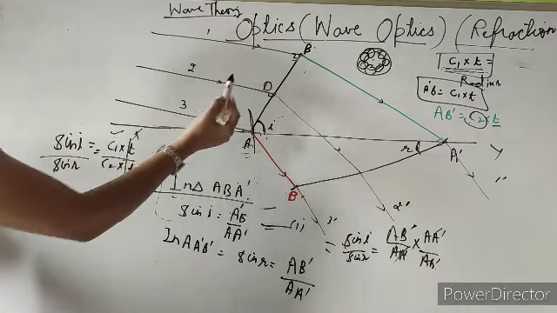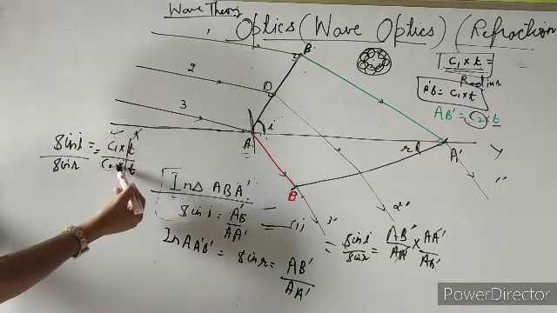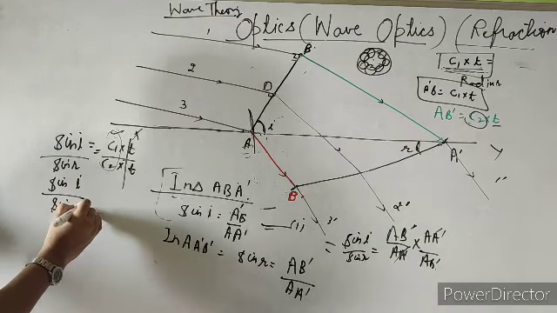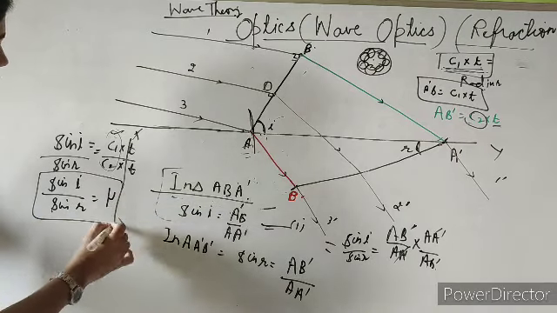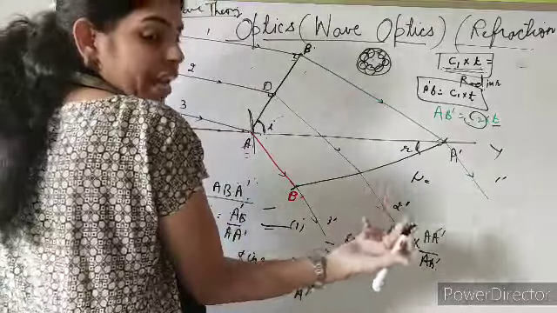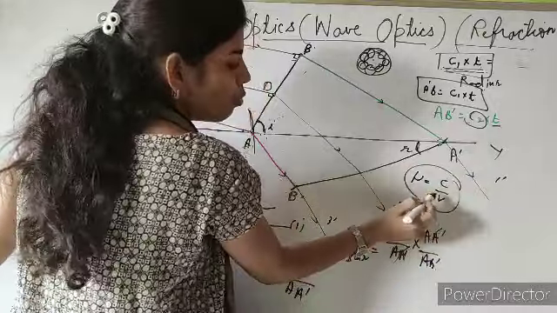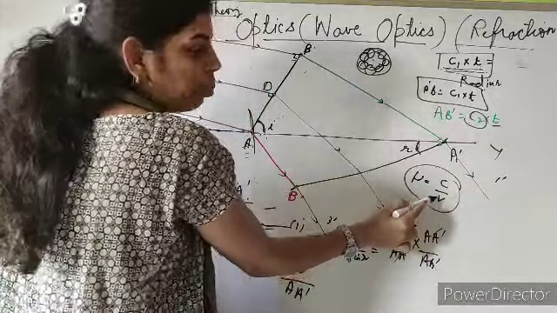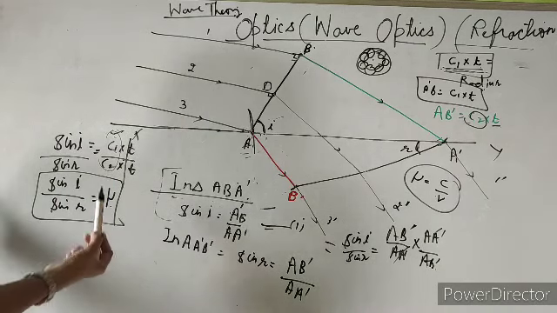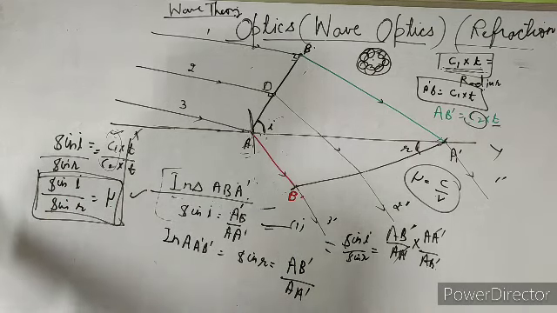C1 is speed of light in rarer medium. C2 is speed of light in denser medium, and we can replace this by mu, refractive index. You know that refractive index can also be defined as speed of light in air or vacuum to the speed of light in medium. So this is the same, speed of light in rarer medium to the speed of light in denser medium. So this is the second law of refraction.